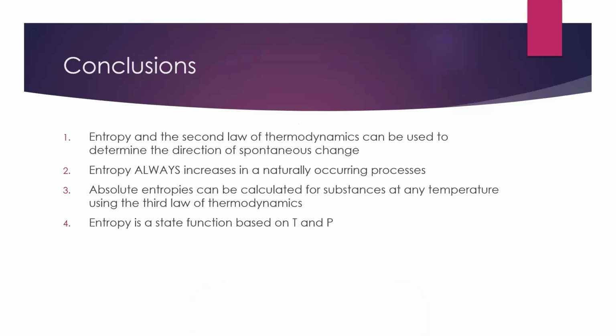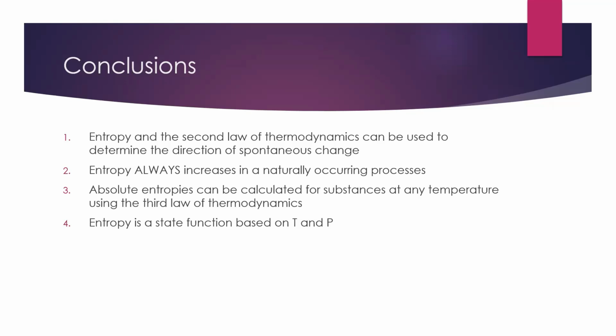Here we'll conclude our entropy chapter. We saw that entropy and the second law of thermodynamics can be used to determine the direction of spontaneous change for any process. Entropy is always increasing in a natural process. We can never have a decrease in entropy, so the entropy of the universe is always increasing. We can calculate absolute entropies, as compared to things like absolute internal energies and enthalpies, which we don't calculate, using the third law of thermodynamics. And we can use entropy as a state function.